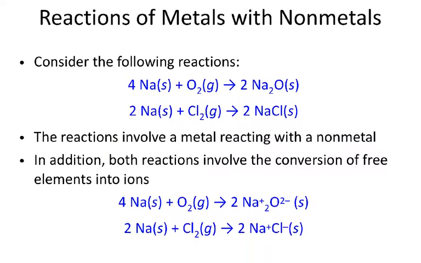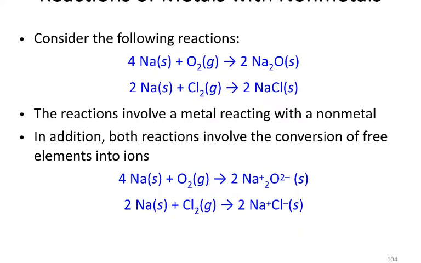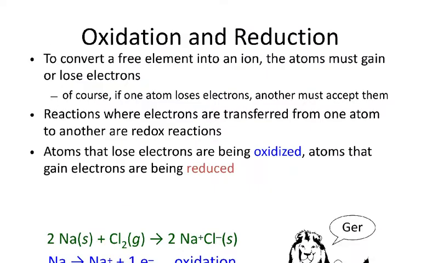We can also think of the reaction of metals with nonmetals as oxidation-reduction. And they also involve converting free elements into ions. So here you have sodium reacting with oxygen to form sodium oxide. The electrons are transferred from the sodium to the oxygen, similar to the sodium chloride. So converting free elements into their ions.